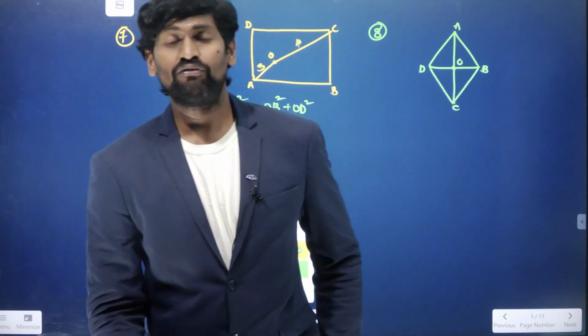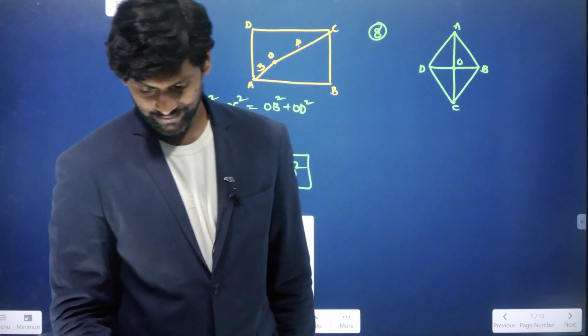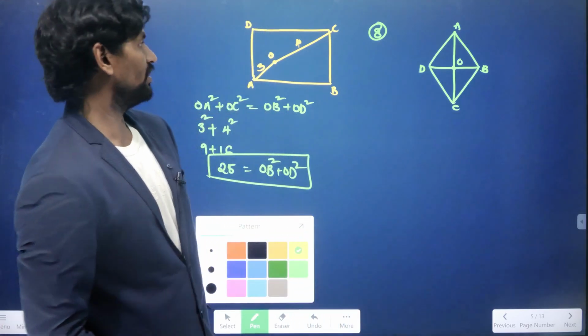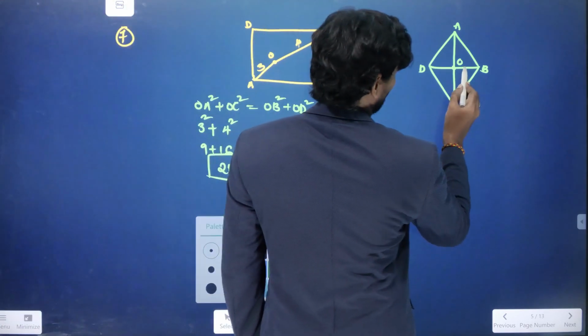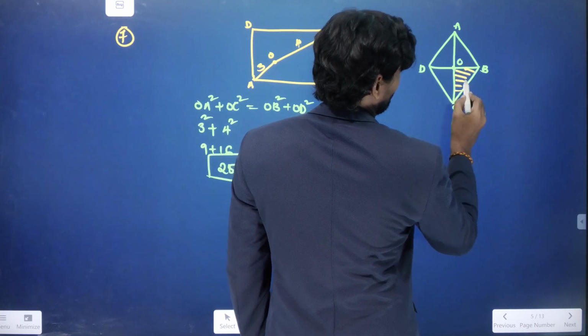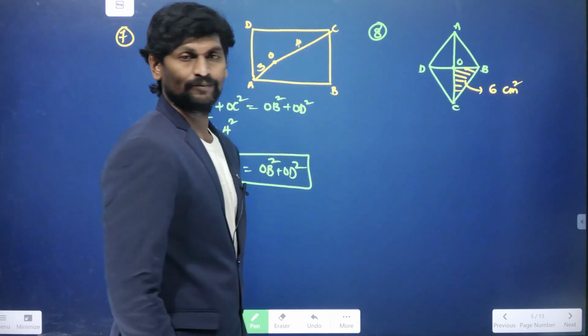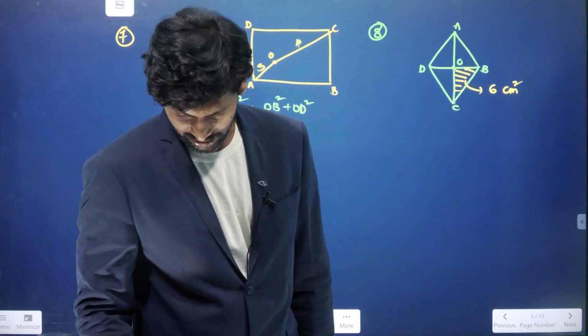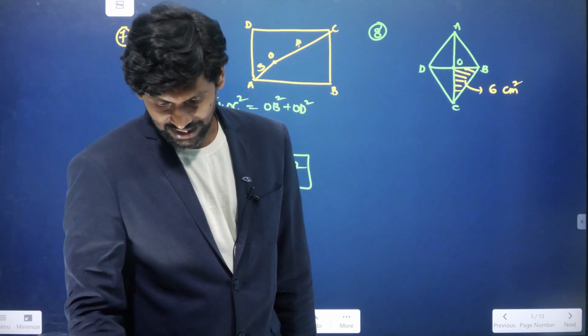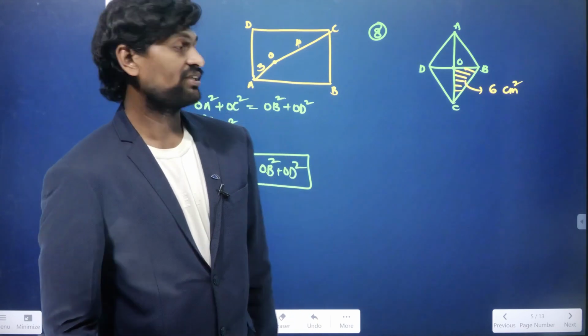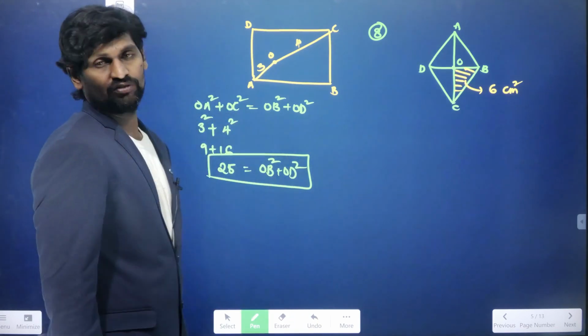If the area of triangle OBC is 6 square centimeters, then what will be the area of the rhombus?